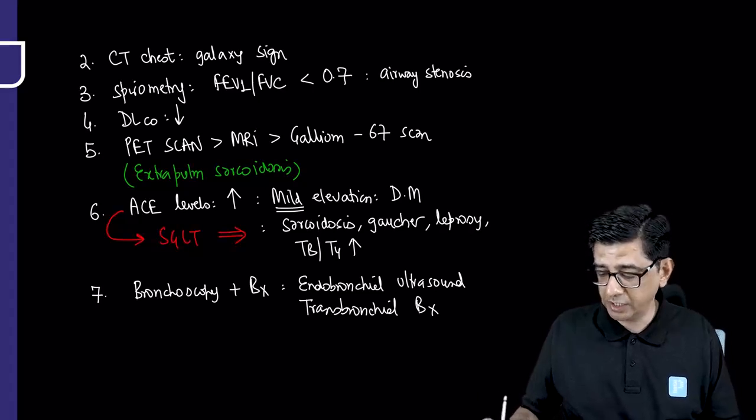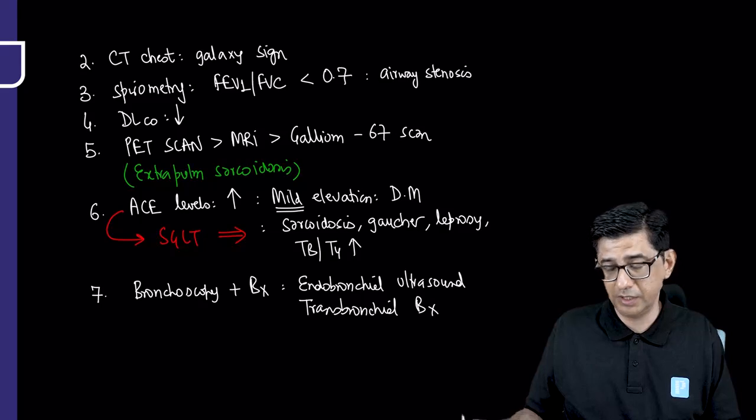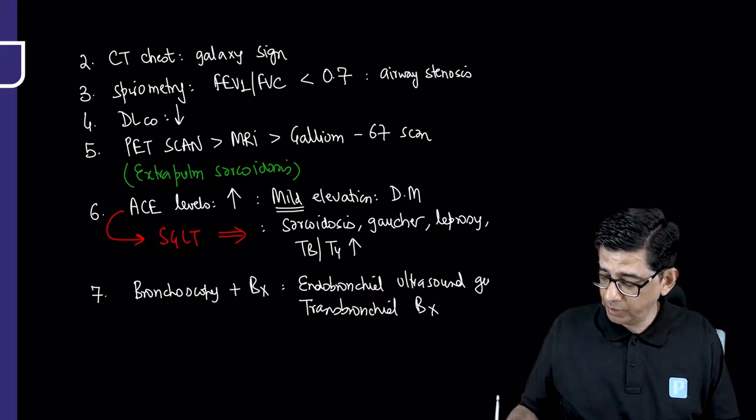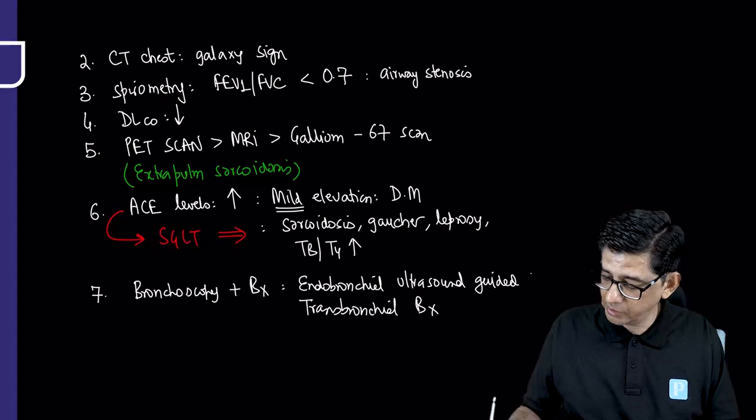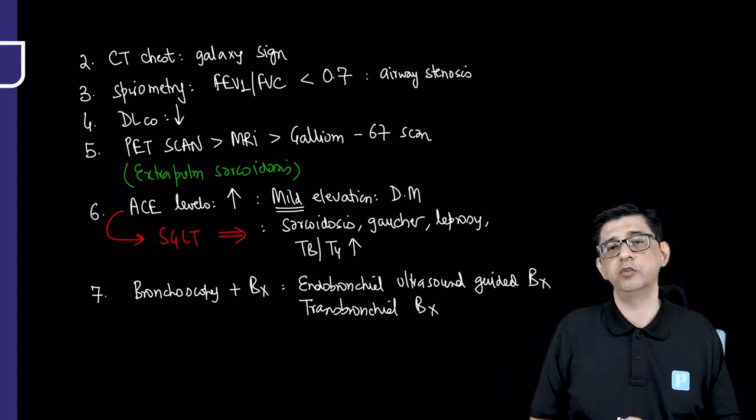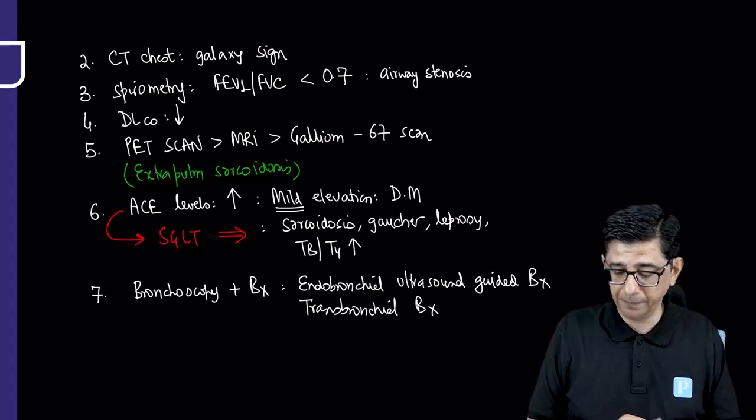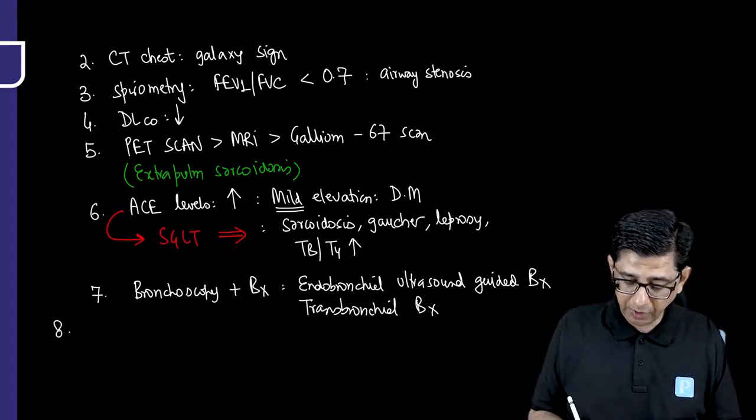Though I did mention stage-wise that in the early phase of the disease, that is stage 1 and stage 2, it would be endobronchial ultrasound guided biopsy. And in the later phase of the disease, it would be a transbronchial biopsy that would be done. Another test that can be used for diagnosis of this condition is bronchoalveolar lavage.